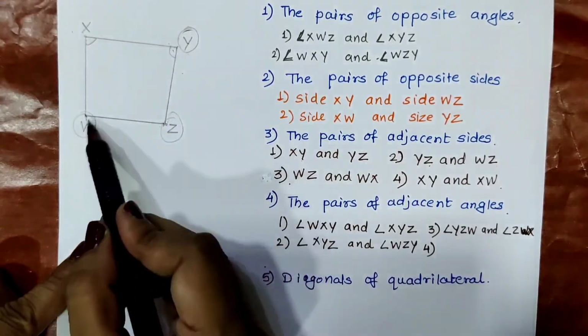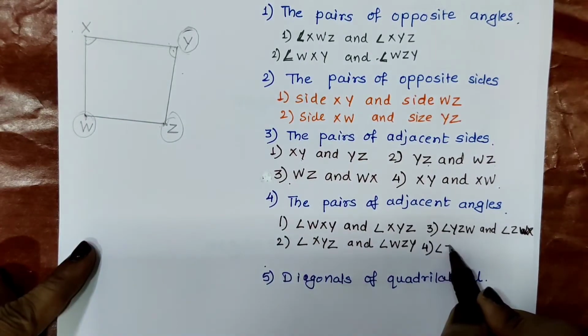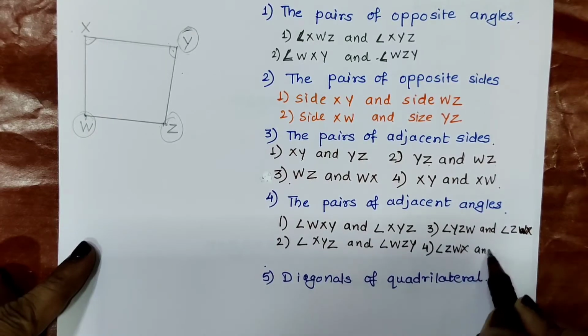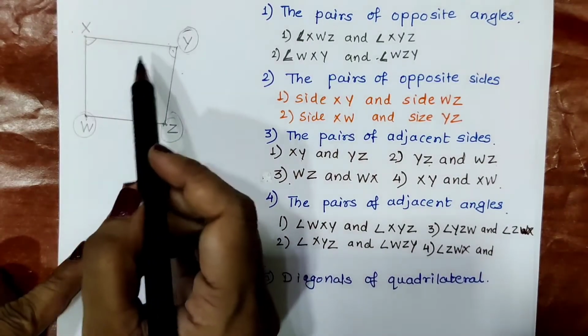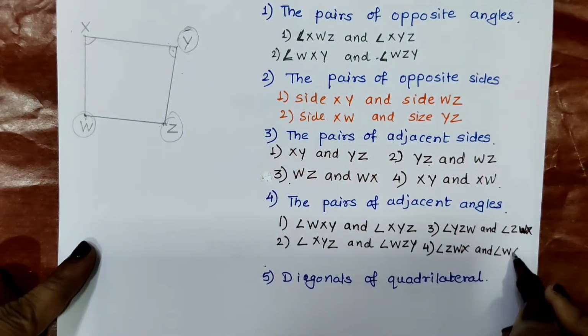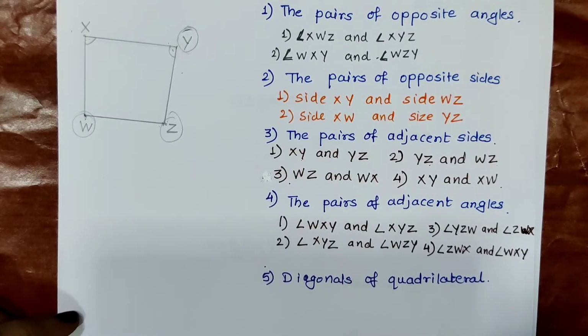Now fourth pair is W and X. W, how to write? ZWX. Here also ZWX is there. And then X angle, how to write? WXY. Angle WXY. In this way we can write 4 pairs of adjacent angles.